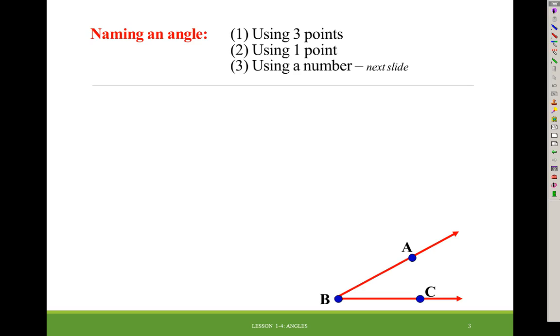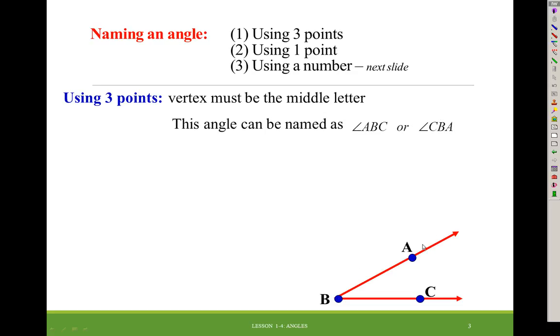There are three ways to name an angle. You can use 3 points, use 1 point, or use a number. If you're going to use 3 points, the vertex must be the middle letter. This angle here can be called angle ABC or angle CBA. Notice the angle symbol, and notice that the vertex B is the middle letter.